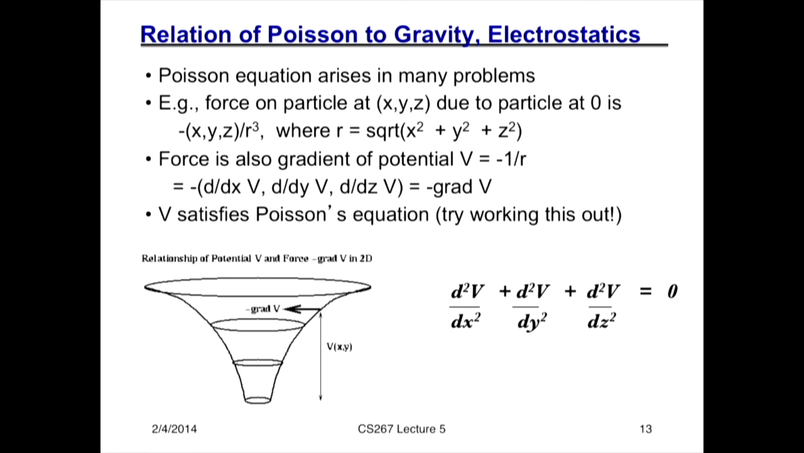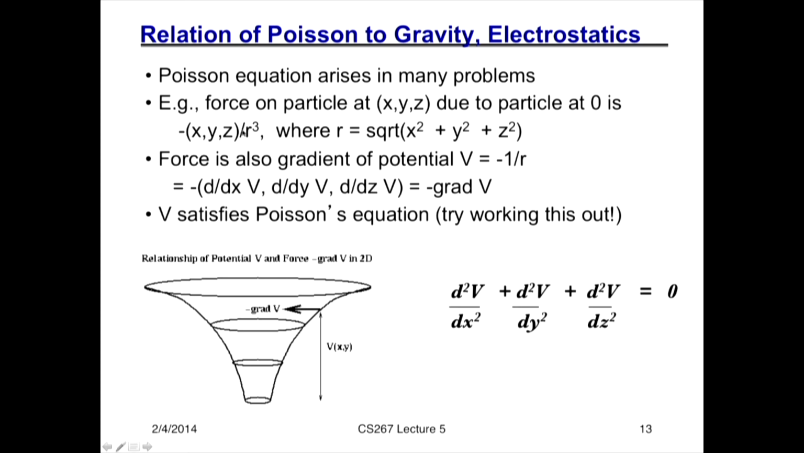So here's one slide to remind you of that physics. So I want to compute the force on a particle at x, y, z. It's living in 3-dimensional space. Due to a particle at 0, they're attracting one another. So inverse square law. The force on that particle is a vector that's pointing from the particle back to the origin. So it's minus x, y, z. And I'm dividing by the length cubed, so it's an inverse square law. So how do we really solve that in practice?